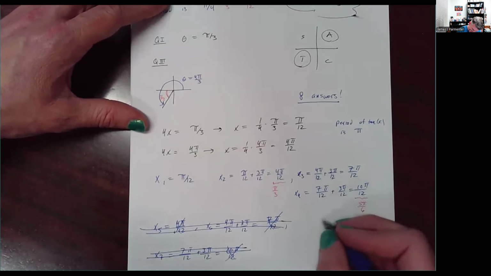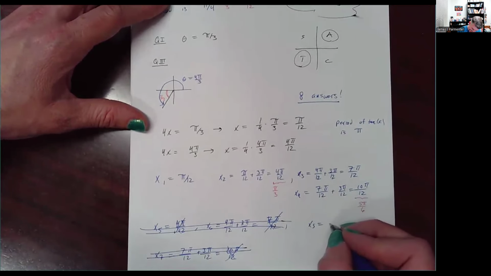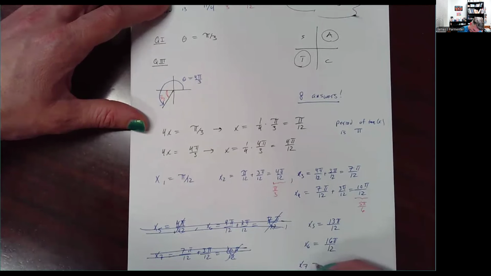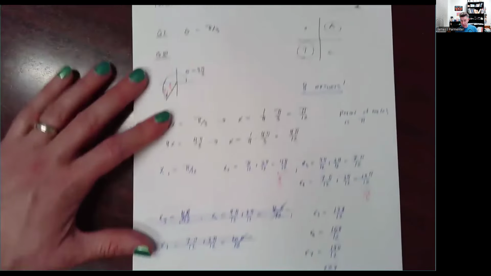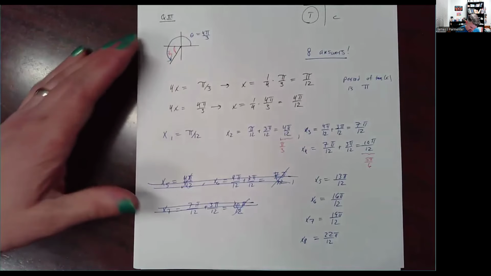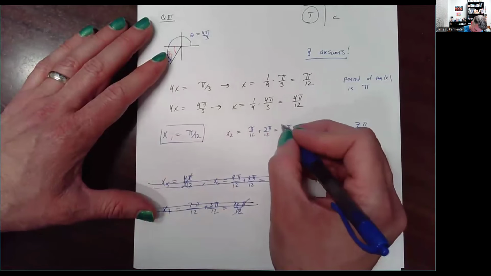that our next one is going to be 10 pi over 12 plus 3 pi over 12, which is 13 pi over 12. And the next one's going to be that plus 3 pi over 12, which is 16 pi over 12. And the next one's going to be 19 pi over 12. And the last one's going to be 22 pi over 12. And if you did it one more time, you added another 3 pi over 12, you get 25 pi over 12, which is too big. So here's our answers. I'm sorry that got a little bit wonky there. I apologize.